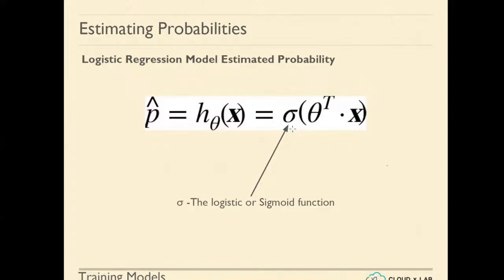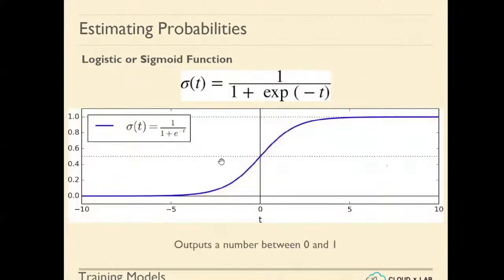And what will this sigmoid function do? The sigmoid function converts any value to a value between 0 and 1. This is the form of the sigmoid function: sigma(t) = 1 / (1 + e^(-t)). This is the formula, and t can have any value, positive or negative. And this is the output, sigma(t).